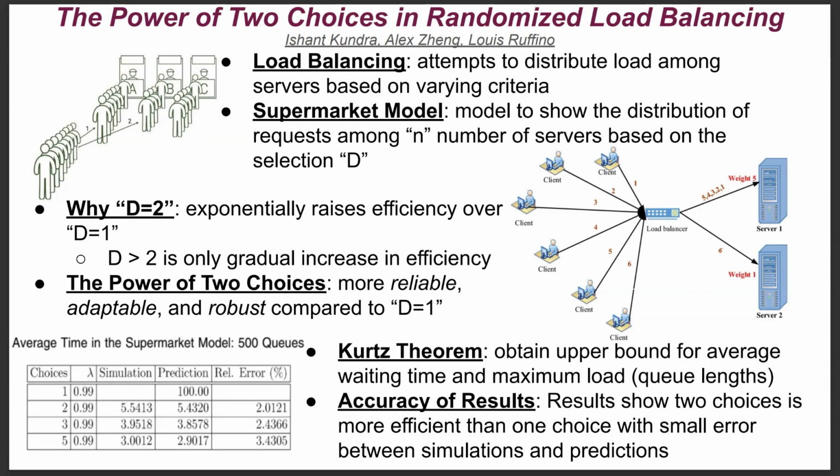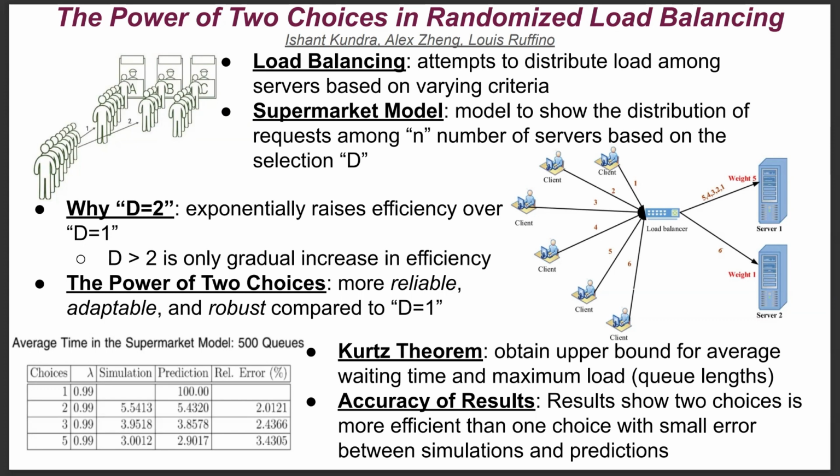Moving on to the mathematics and results used to prove the power of two choices. Kurtz's theorem was heavily used to calculate the upper bound for average wait time for a user in the supermarket model, as well as determine the upper bound on the maximum load, or queue length.